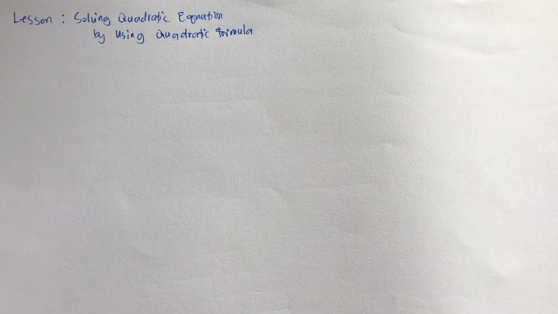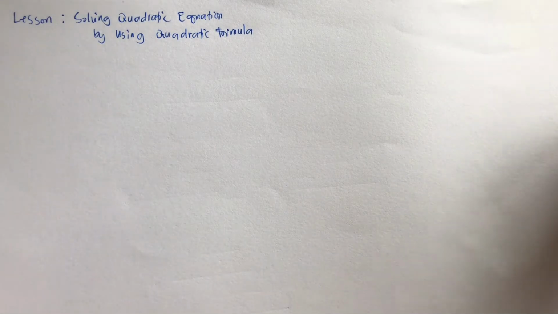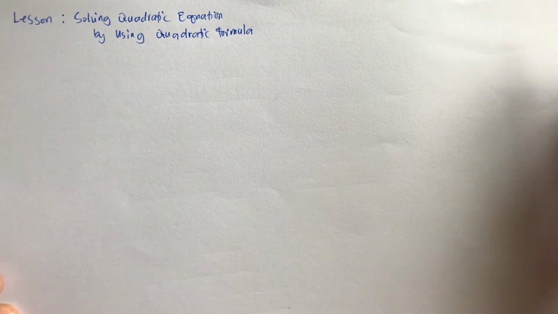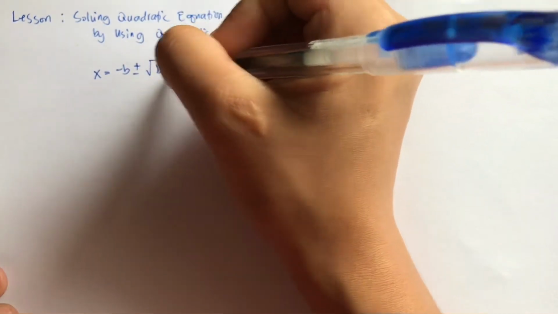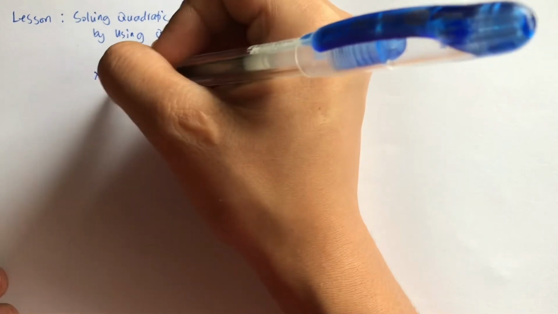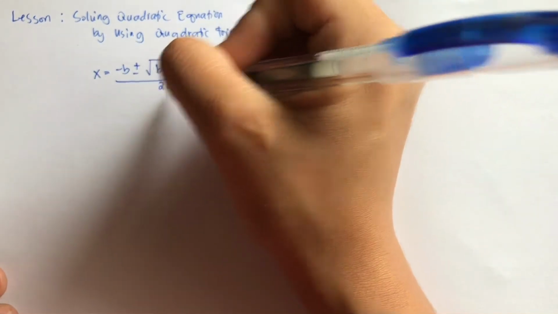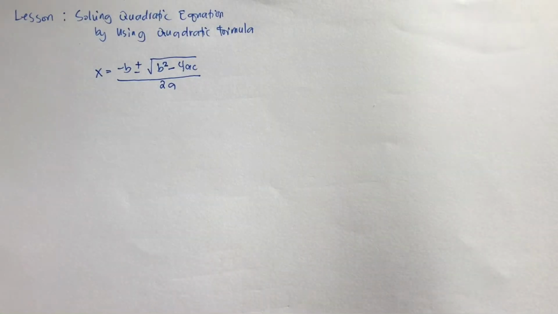With another lesson, which is solving quadratic equations by the use of the quadratic formula. So let us recall the formula for quadratic equations. It is simply x is equal to negative b plus and minus the square root of b squared minus 4ac all over 2a. So in this formula, we can break it down into two solutions.